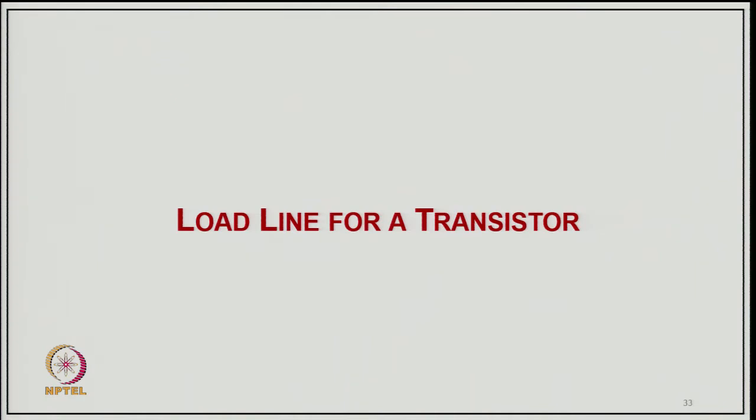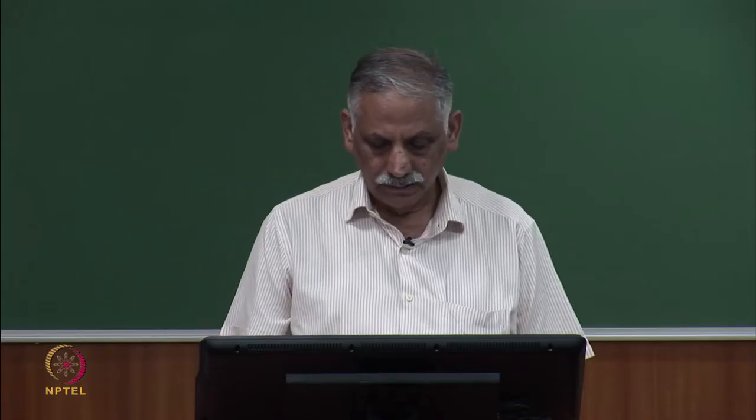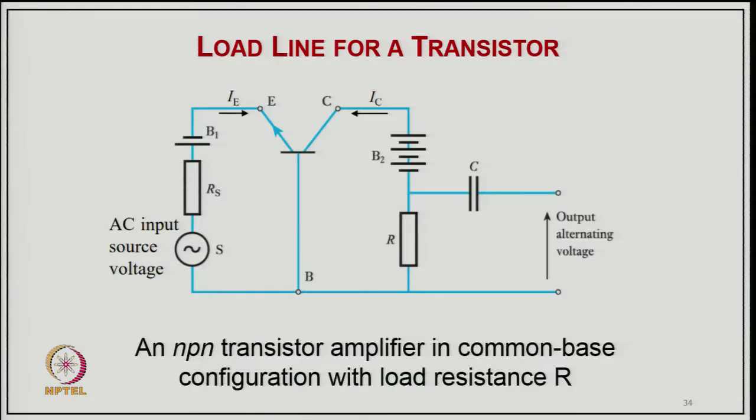Now, coming to the load line of a transistor. Of course, we can get it by taking this NPN transistor in the common base configuration with amplification and with the load resistance R here. In this case, you are using an AC input voltage along with the DC bias voltage with the input resistance, and then you will be looking at the output alternating voltage here.